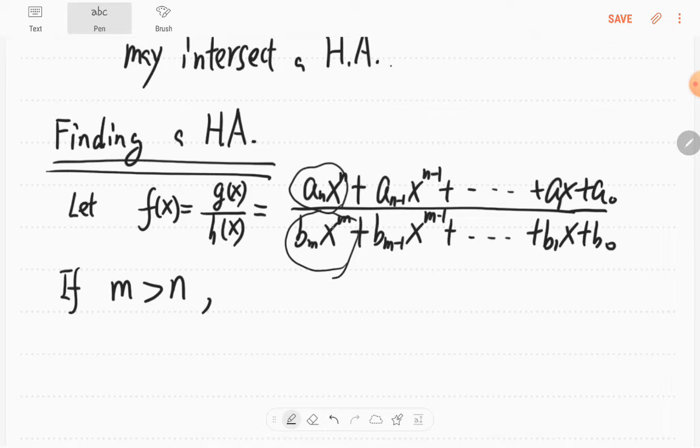it will approach infinity faster in the denominator than in the numerator. So the fraction will approach 0, right? Then y equals 0. So y equals 0 is the horizontal asymptote.